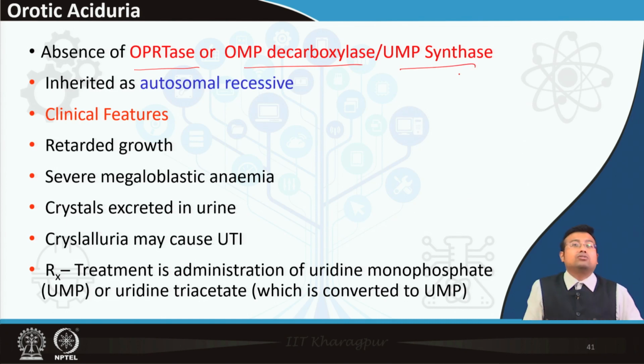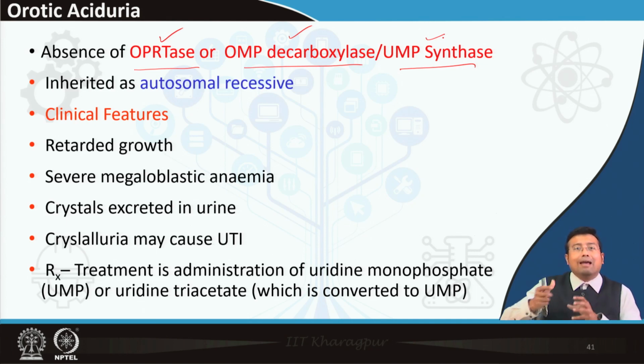So, why are there three alternatives? Because in prokaryotes these are two different enzymes, and in eukaryotes this is basically a single enzyme that performs these two steps. So, what happens? Orotic aciduria means orotic acid is accumulated. In the last two steps, orotic acid is converted to OMP and finally to UMP. This is not done. So, this is an autosomal recessive disorder.